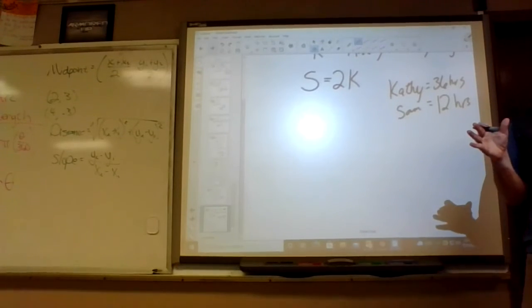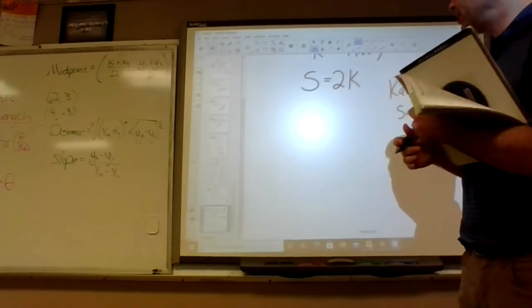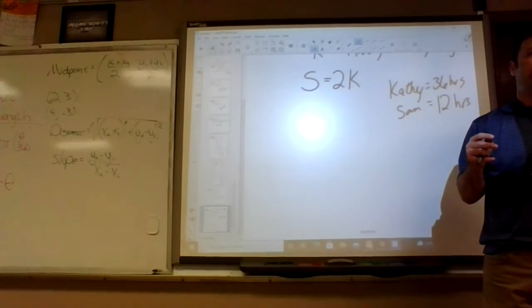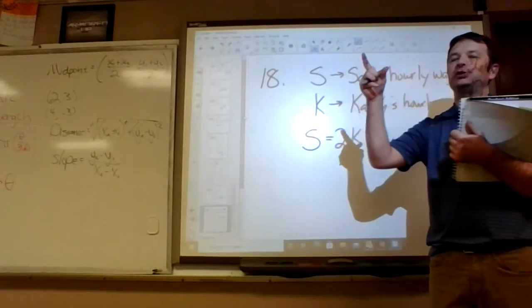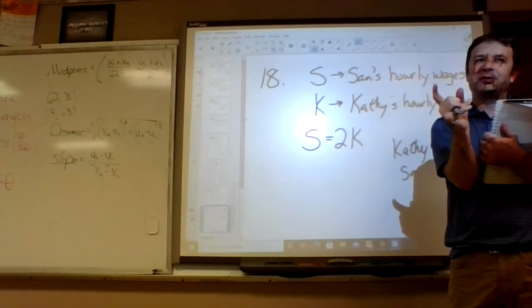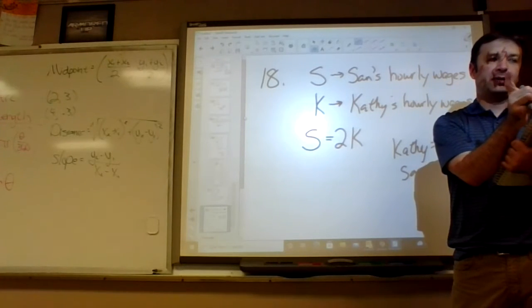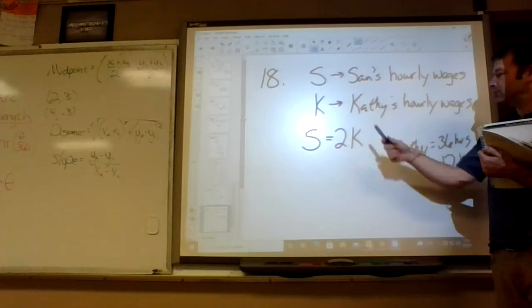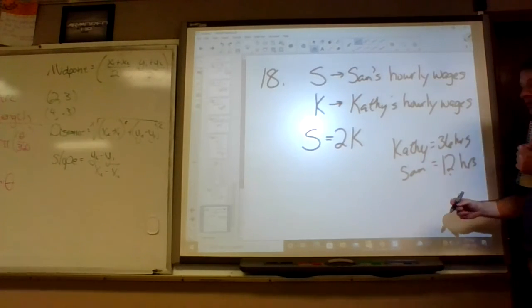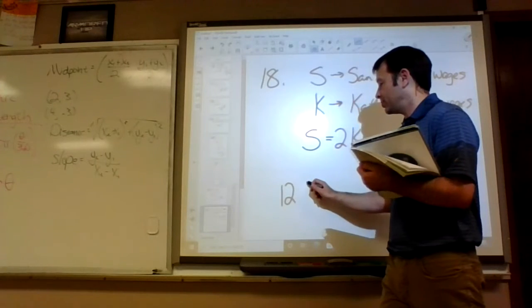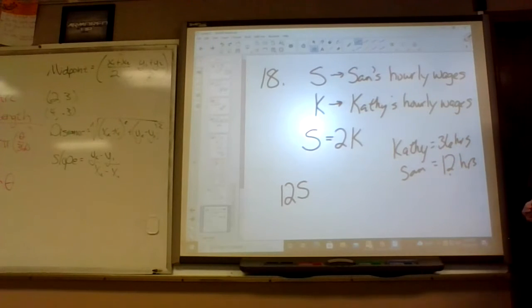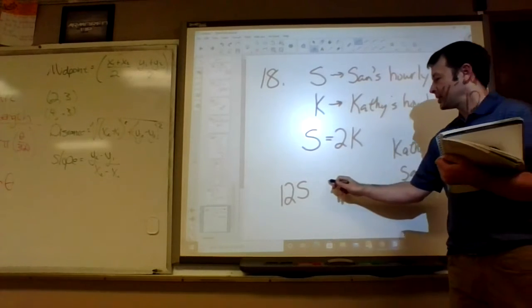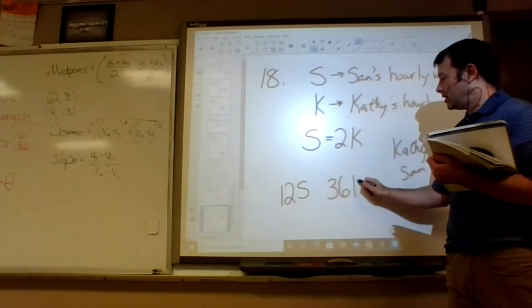Okay. So it says their wages exceeded $480. How do I represent Sam's wages? We're going to do his hours times his hourly pay. What's his hourly pay? S. What's his hours? 12. So he's going to make 12 times whatever he gets paid per hour. How do we find Kathy's wages? 36 hours times K dollars per hour.